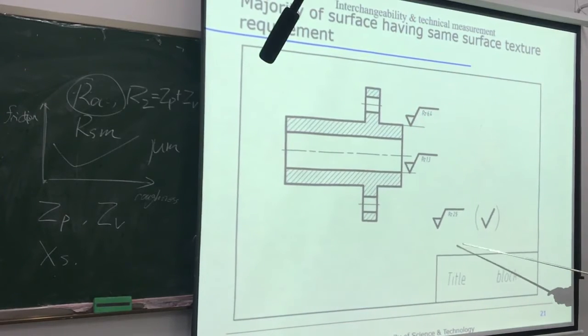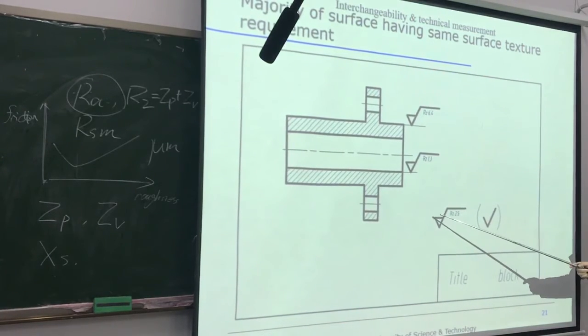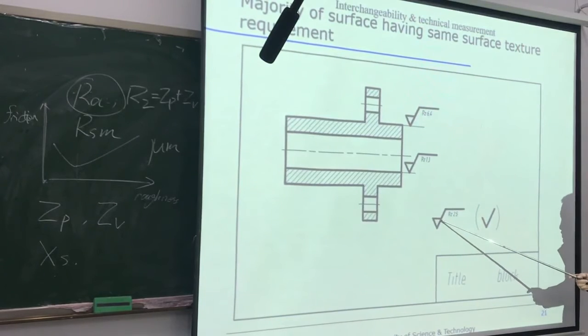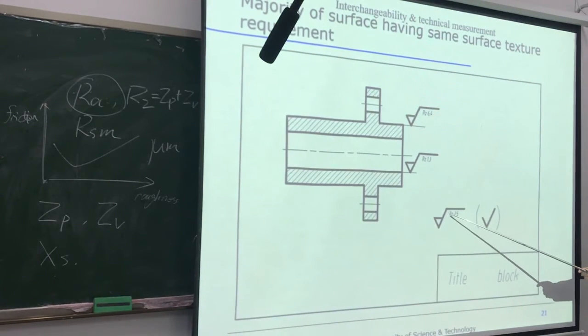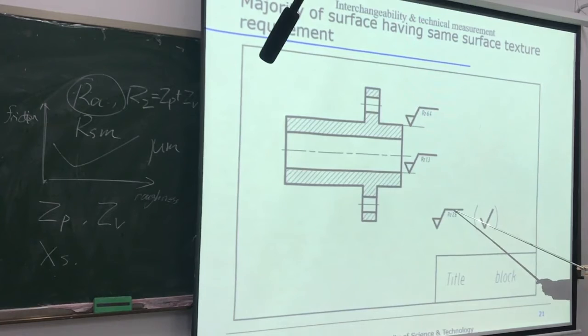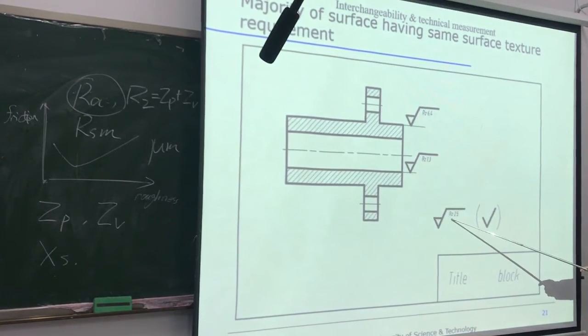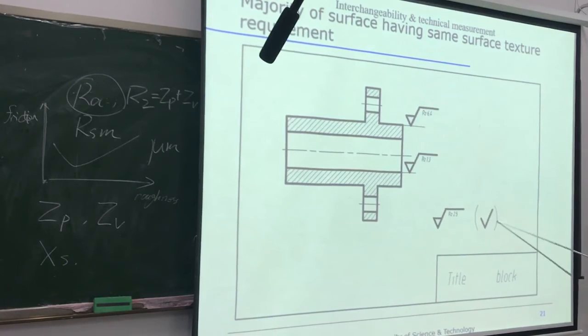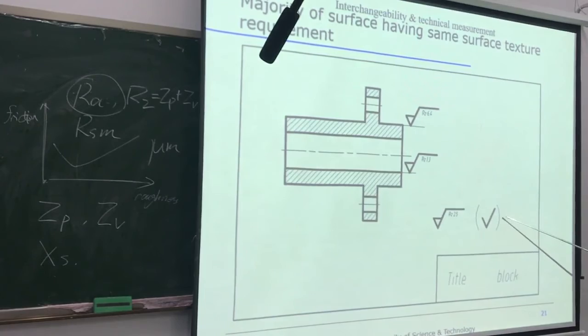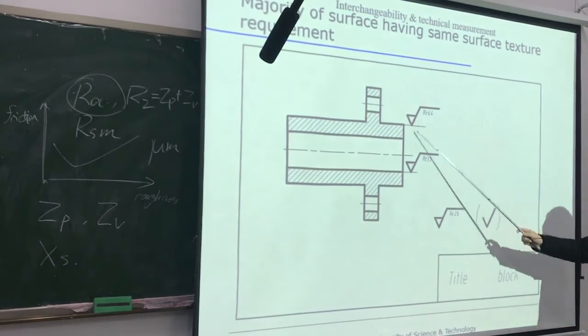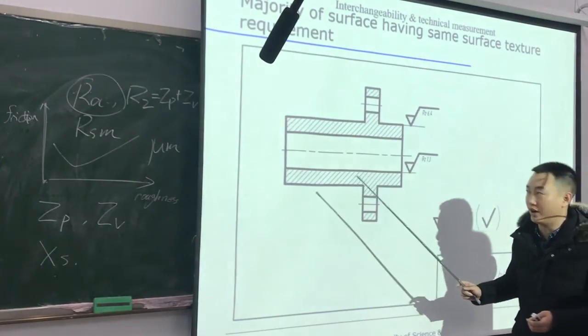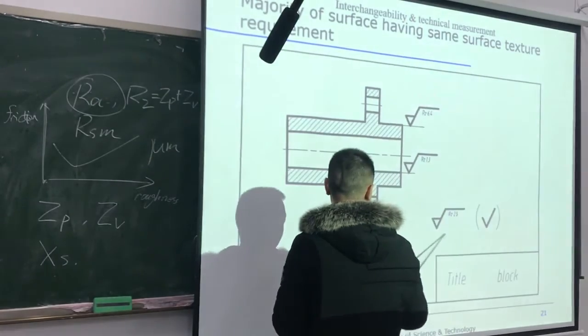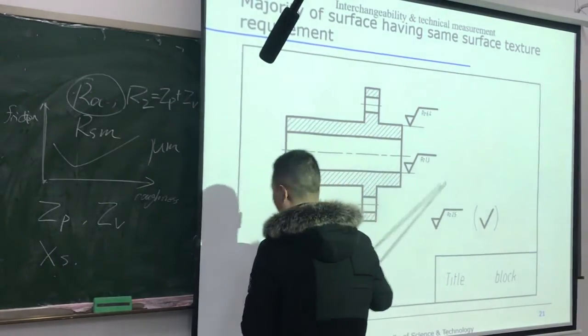This means that we use the material removal method to get the surface, and the value is 25, and then you use Rz to measure it. And put a bracket here, using this symbol. And it means the rest of the surfaces have the same roughness requirement, and the requirement is expressed using this.